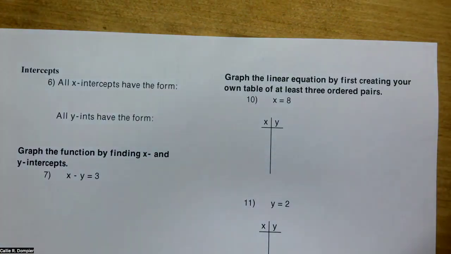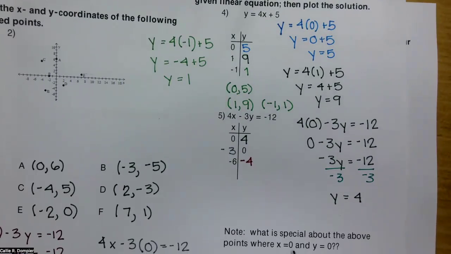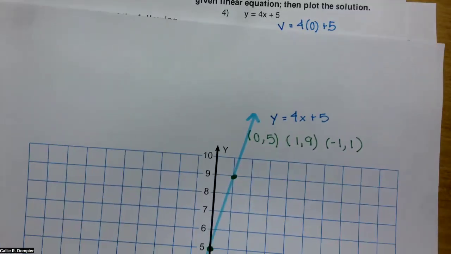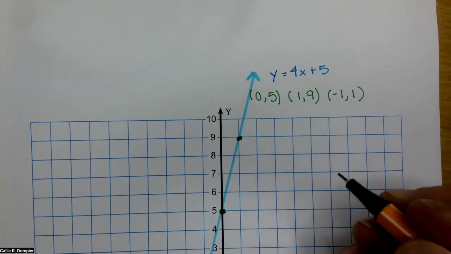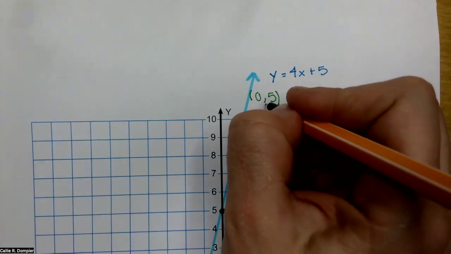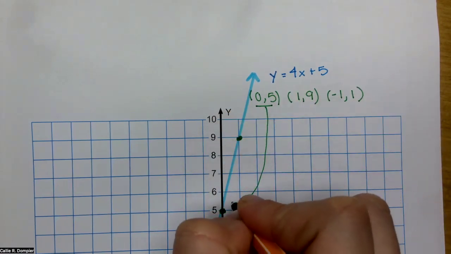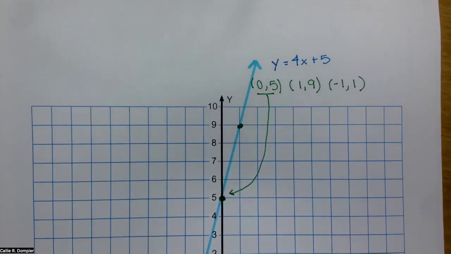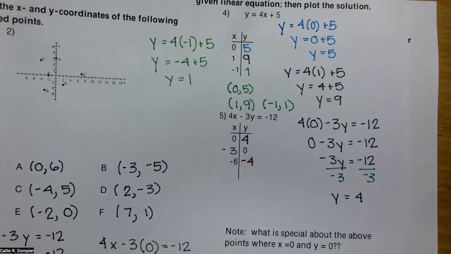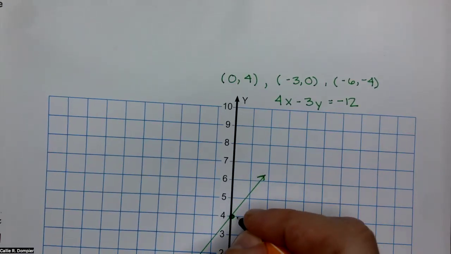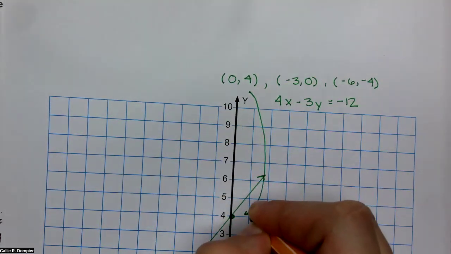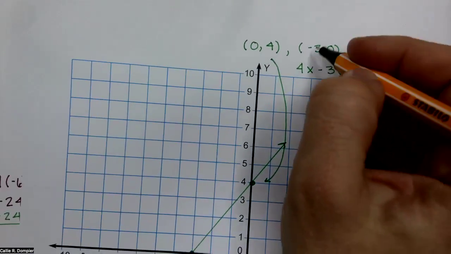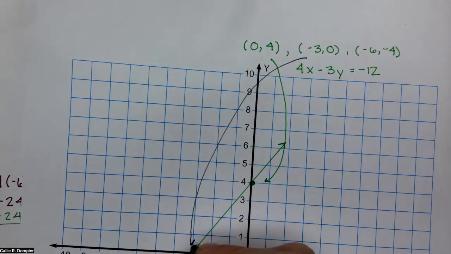All right. So they asked us what is special about the above points where x equals 0 and y equals 0. If you look at the graph of a point where x equals 0, we'll go back to this one. So when x was equal to 0, that point was on the y-axis. Good? Here, when x is 0, it's on the y-axis. When y is 0, it's on the x-axis.